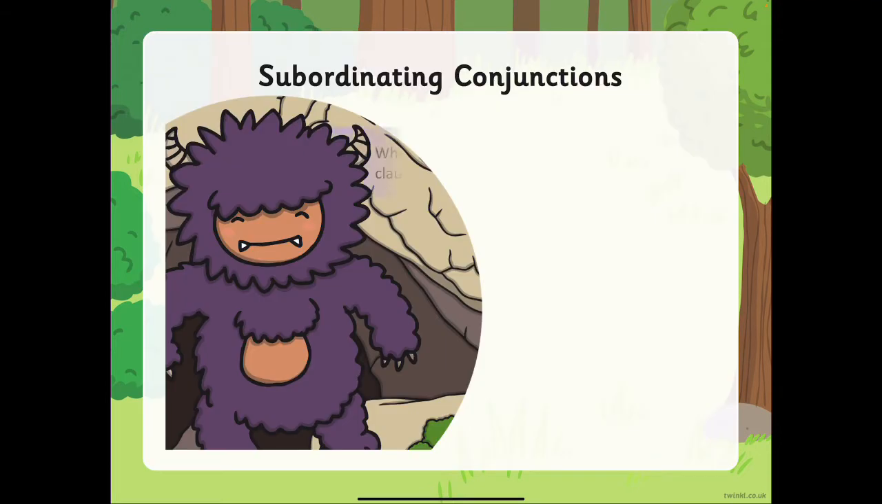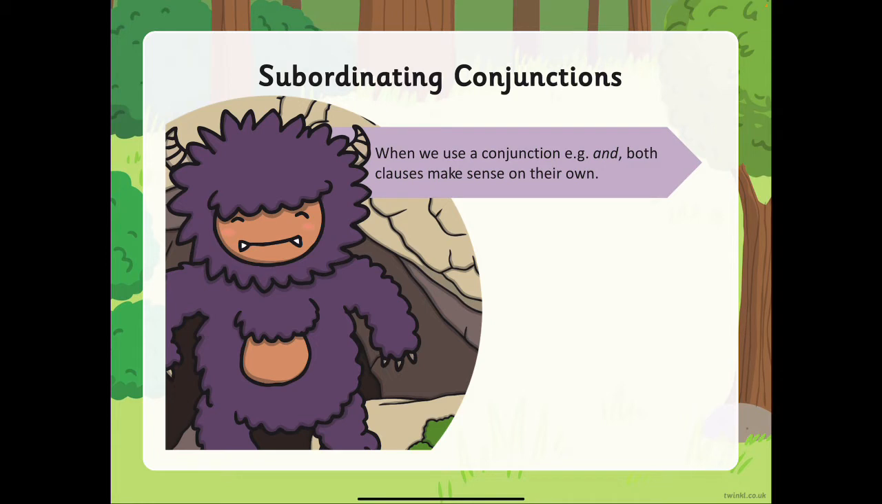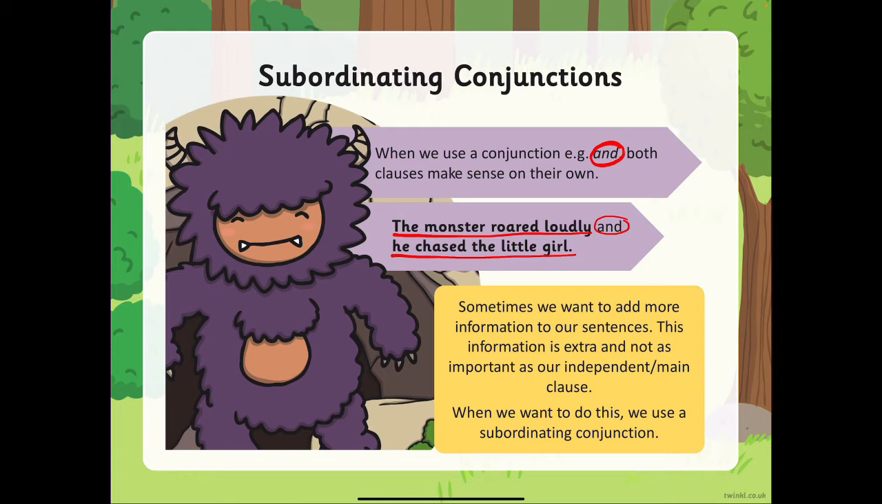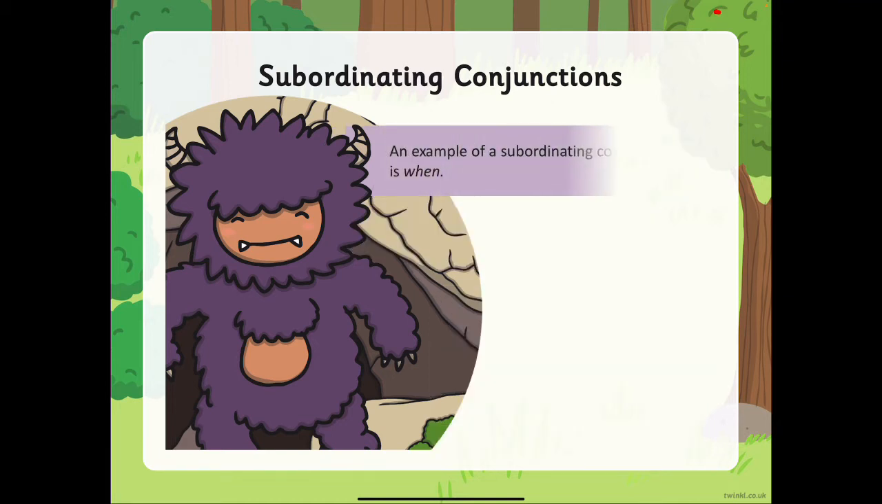Subordinating conjunctions. When we use a conjunction, for example, and, both clauses make sense on their own. The monster roared loudly makes sense on its own, and he chased the little girl makes sense on its own. Sometimes we want to add more information to our sentences. This information is extra and not as important as our independent or main clause. When we want to do this, we use a subordinating conjunction. An example of a subordinating conjunction is when.